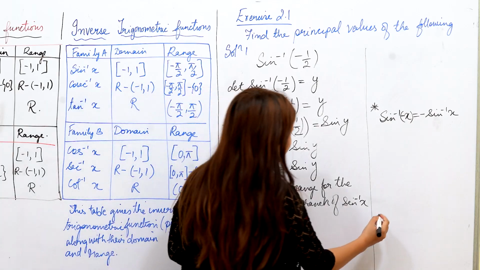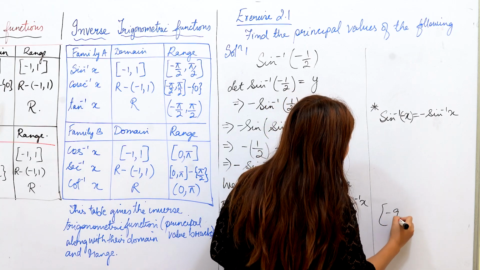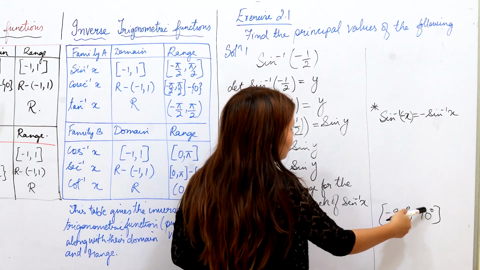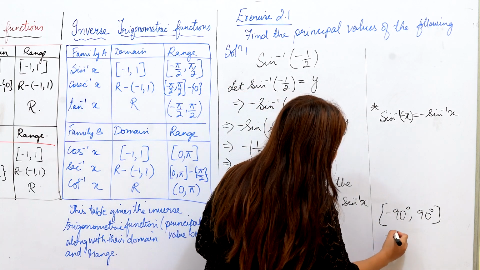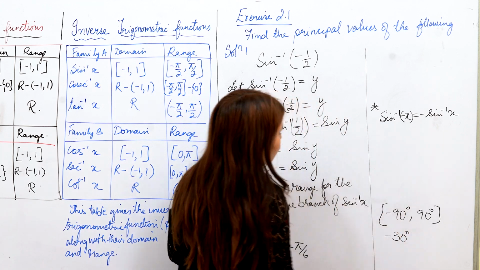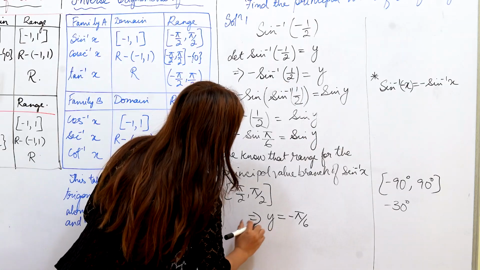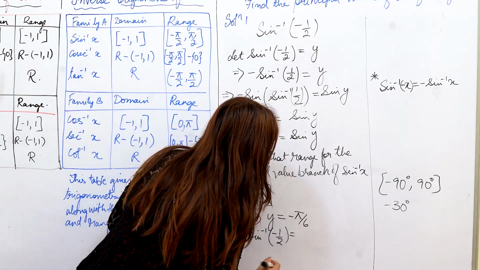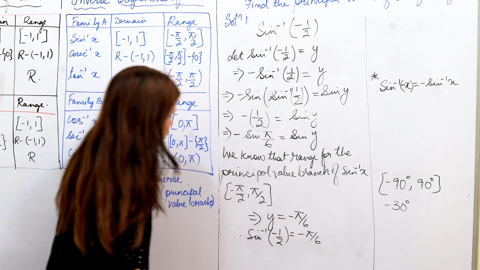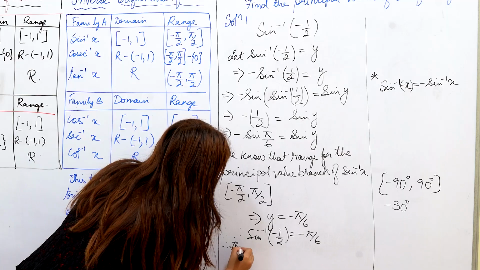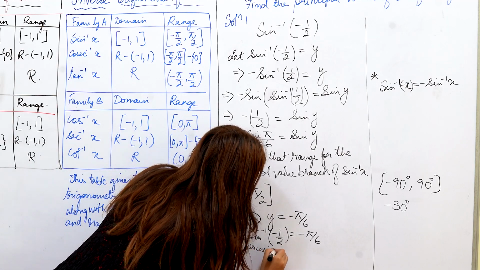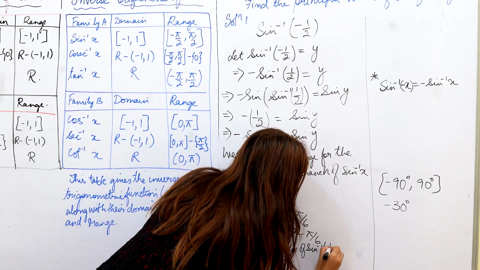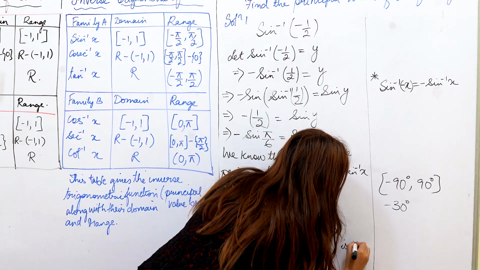Minus pi by 2 to pi by 2 converts from minus 90 degrees to 90 degrees, so all the values from minus 90 to 90 degrees are included. Minus pi by 6 is minus 30 degrees, which lies in the range. Therefore, sine inverse of minus 1 by 2 equals minus pi by 6. The principal value of sine inverse minus 1 by 2 is minus pi by 6.